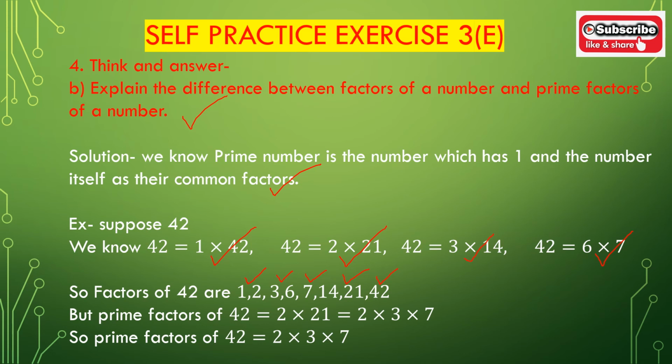But the prime factors of 42: 2 multiplied with 21. When we multiply 21 with 2 we get 42. When we multiply 3 with 7 we get 21. So the prime factors of 42 are 2 multiplied with 3 multiplied with 7. 2 multiplied with 3 is 6. 6 multiplied with 7 is 42. This is the difference between prime factors and the factors of a number.